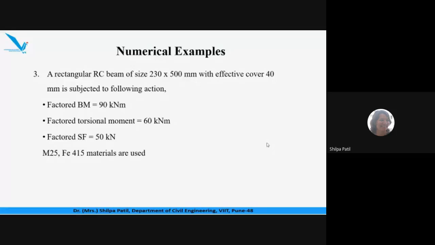Have you noted down the problem statement? Guys?